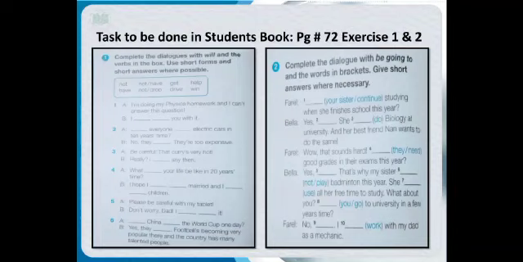In the second one, complete the dialogues with be going to and the words in the brackets. Give short answers where necessary. Here are the dialogues for the second exercise. You have to complete these dialogues by using the word given in the bracket and by using be going to. This exercise will take a lot of space, so you must do exercise number 2 in your notebook.